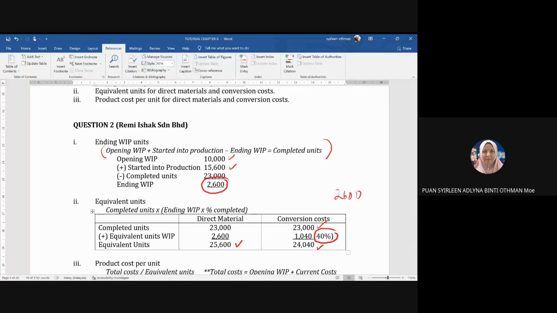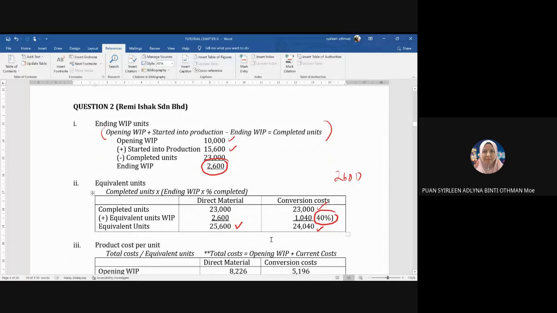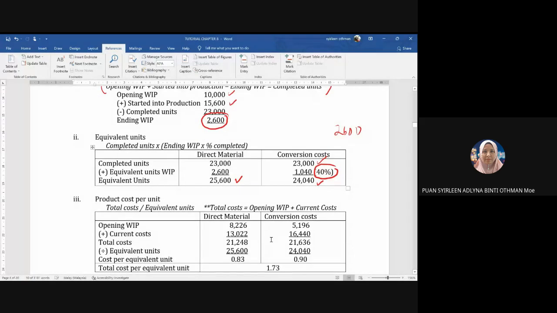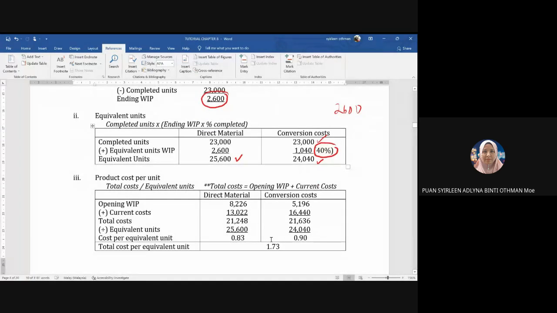Saya tak perlu tulis panjang-panjang macam dalam production cost report, sebab kita cuma nak kira equivalent unit. So equivalent unit is completed unit plus equivalent unit ending work in process. Itu saja. Okay, so you get that figure. Dekat bawah tu dia minta kamu kira cost. So you already have the equivalent unit here. So kita just campur sajalah.